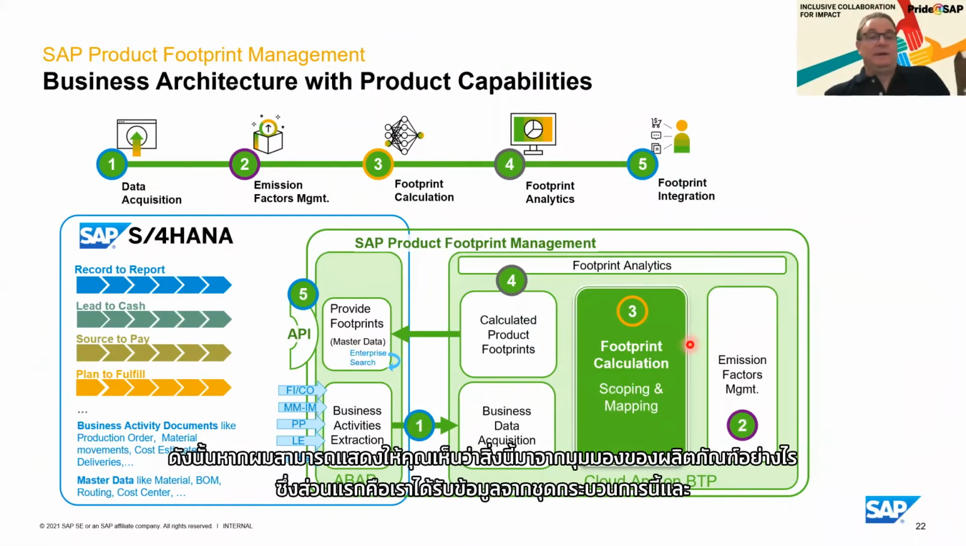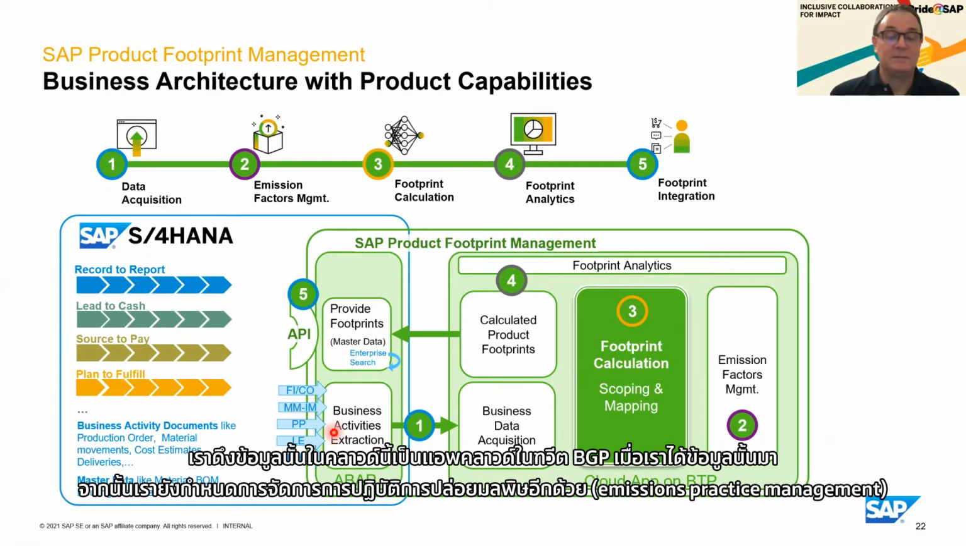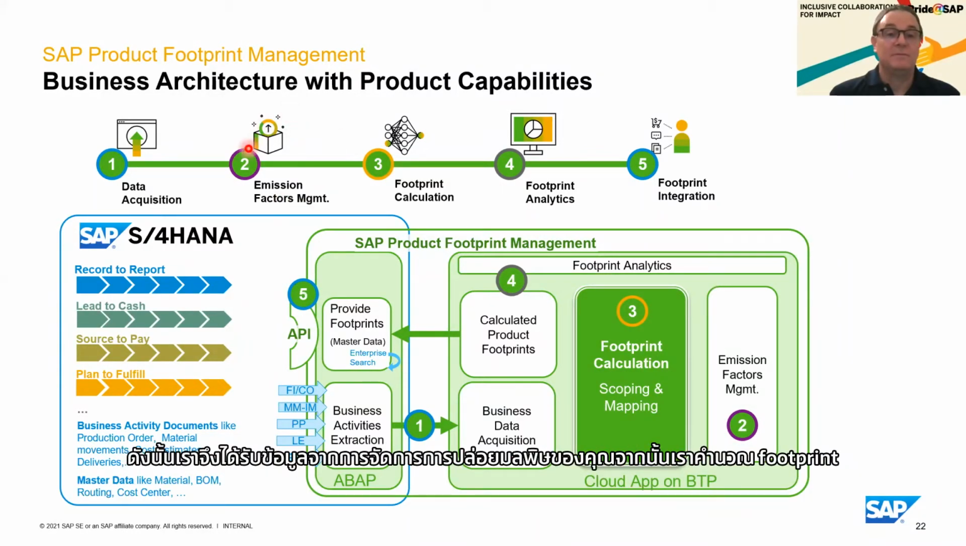So let me show you how this looks from a product perspective. The first part is we acquire that data from this set of processes, and we pull it into the cloud. This is a cloud app on BTP. We acquire that data, and we also determine the emissions factors management, so we get that data from your emissions management. We then calculate the footprint.